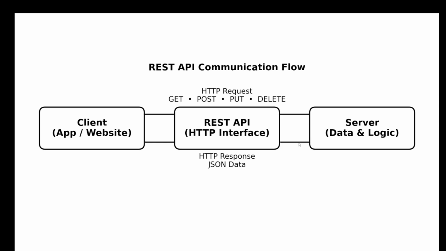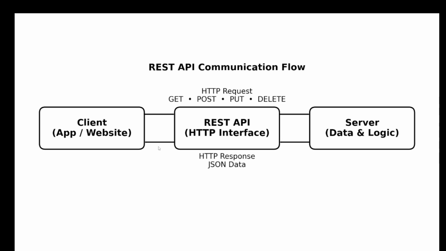Now look at the bottom arrows. They are labeled as HTTP response and JSON data. This means that the server sends information back in a structured text format called JSON. The response flows from server to the REST API and then to the client.